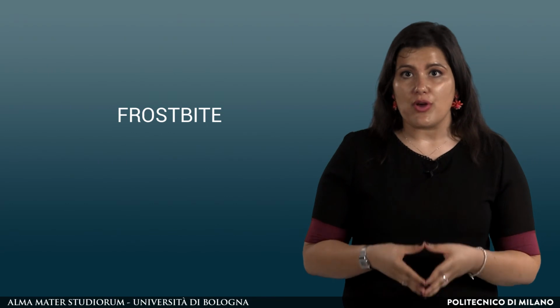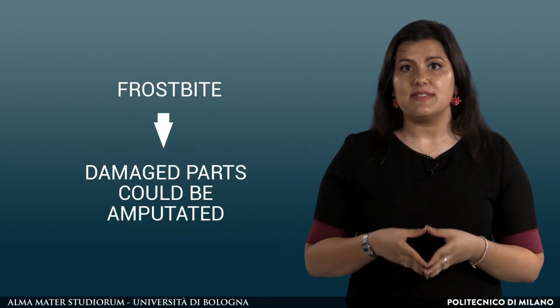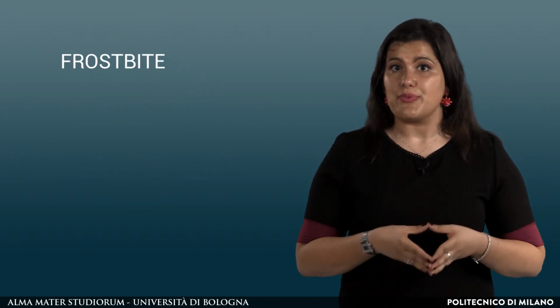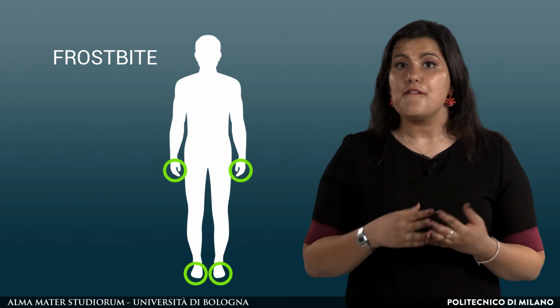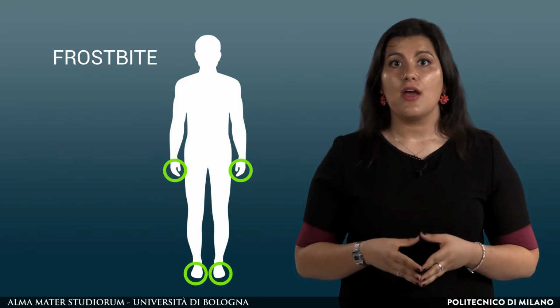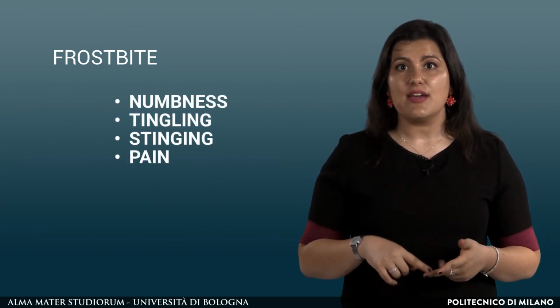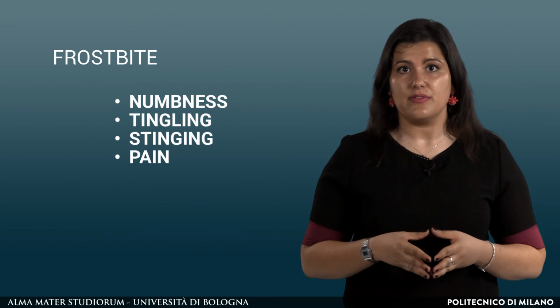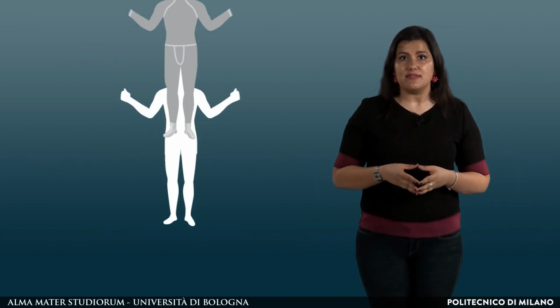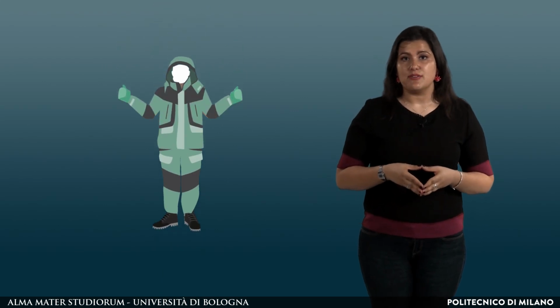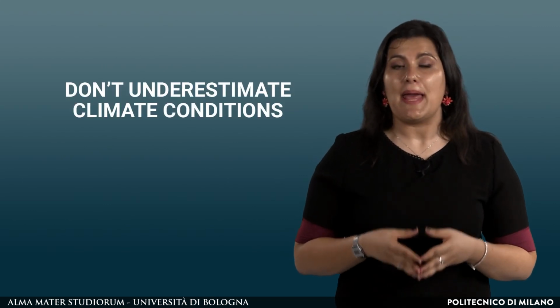When a part of the body freezes, damaging the tissue, this is frostbite. If the tissue cannot be saved, the damaged part could be amputated. Some parts of the body are more at risk than others, such as fingers and toes. Warning signs of frostbite include numbness or tingling, stinging or pain when you are most exposed to the cold. Frostbite can be prevented by modern clothing, so it occurs when there is poor planning and in severe unexpected weather. So, when you are traveling, don't underestimate climate conditions and be well equipped.